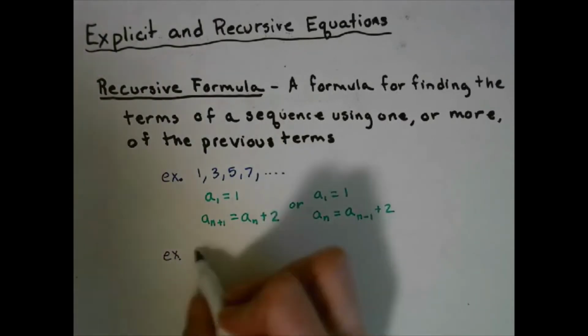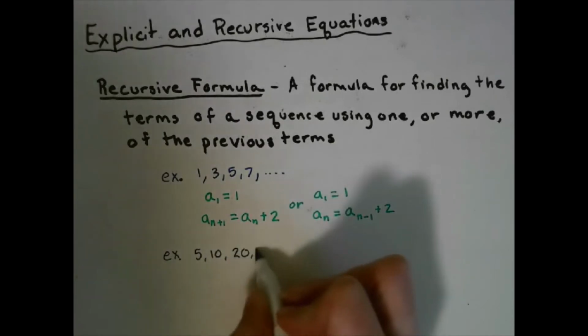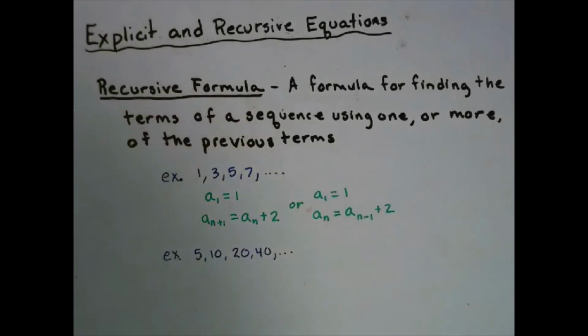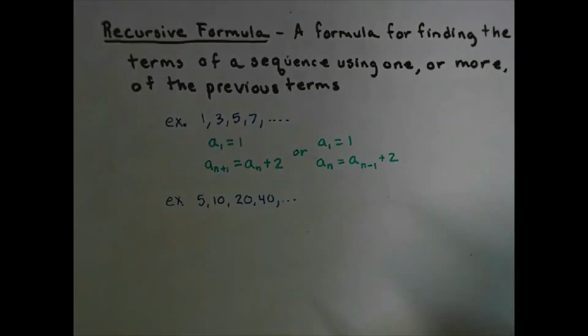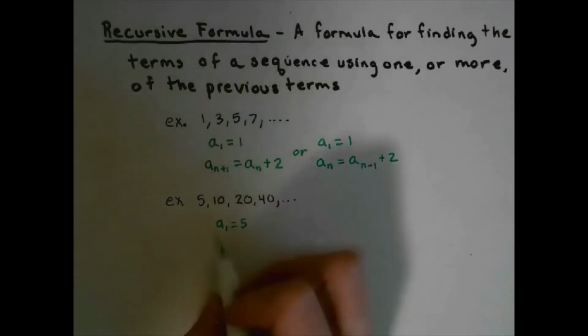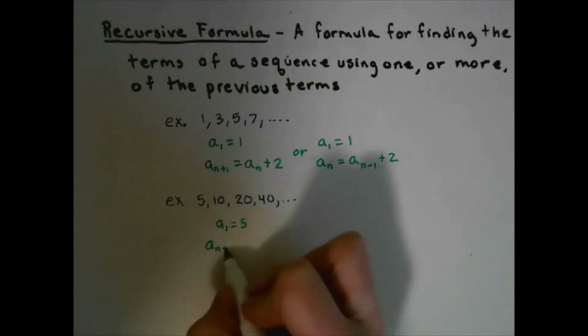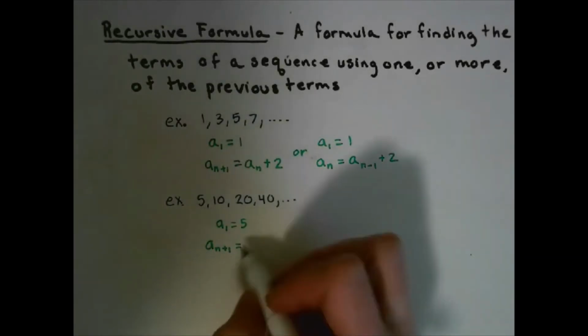Let's do our 5, 10, 20, 40, and so on. So again, the pattern here is clear. We are multiplying by 2, and in the recursive formula, that's exactly what we say. So I'm going to say a1 is 5, and to get to the next term, an plus 1, I'm going to take the previous term and multiply it by 2.